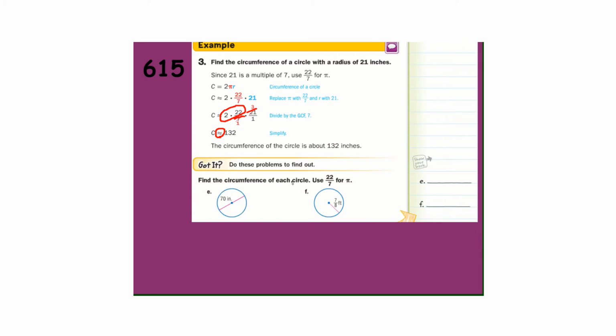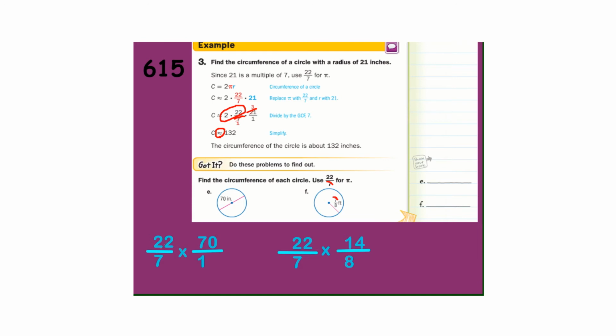Okay, find the circumference of each circle. And you know what? If you want to use 22/7, that is fine. It'll work easy with these two numbers because the 7 and the 7, they're going to cancel out. So that's why it's easy to use 22/7 with these. You also can use 3.14 if you want, but your answer, if you use 3.14, will be just a little bit different. So go ahead and do those two.